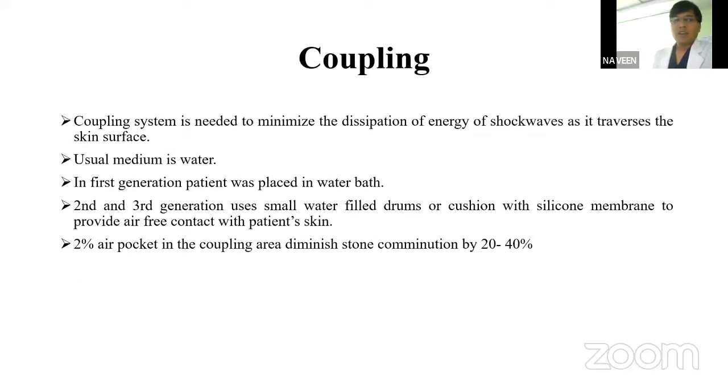Now come to the second point, coupling. Coupling is very important in lithotripsy, because bad coupling leads to dissipation of energy and very poor stone fragmentation. The usual coupling medium is water. In first generation lithotripters, the patient was placed in a water bath, while in second and third generation systems, they use small water-filled drums and cushions with a silicone membrane to provide air-free contact with the patient's skin. If only 2% of air pocket is present in the coupling area, the stone fragmentation is decreased by 20 to 40%. So we need good coupling for a good outcome and to decrease the air pockets in the coupling area.